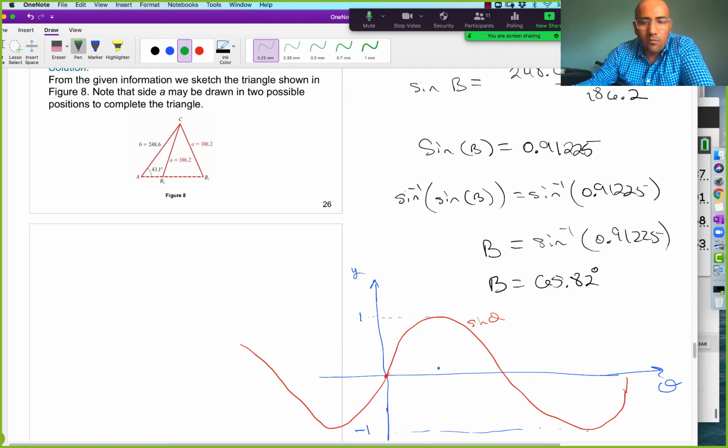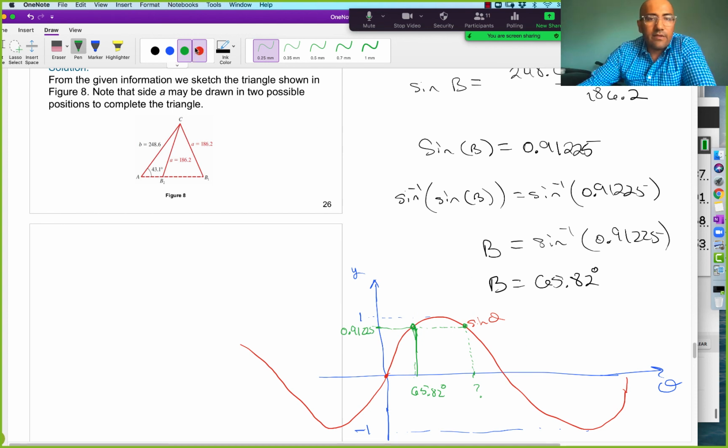Okay, so 65 degrees is going to be somewhere around here. So 0.91225 is right here, and it connects to this value right here, that's about 65.82 degrees. Okay, so that's this point. But we got this point because we went backwards, right? We asked our calculator, what's the angle such that sine of that angle equals 0.91225? But from the picture, I can see that there's in fact another one over here. There's another angle right there, such that sine of this angle is also 0.91225.